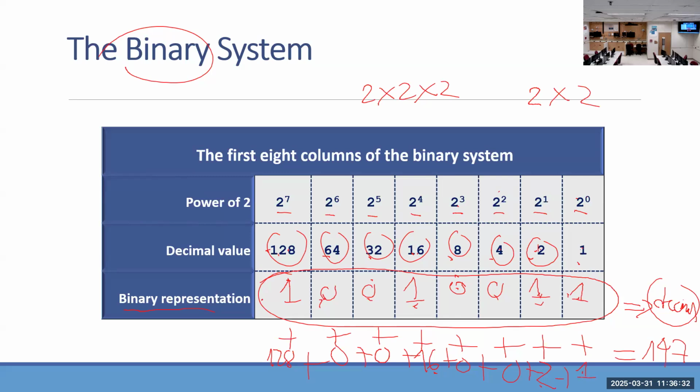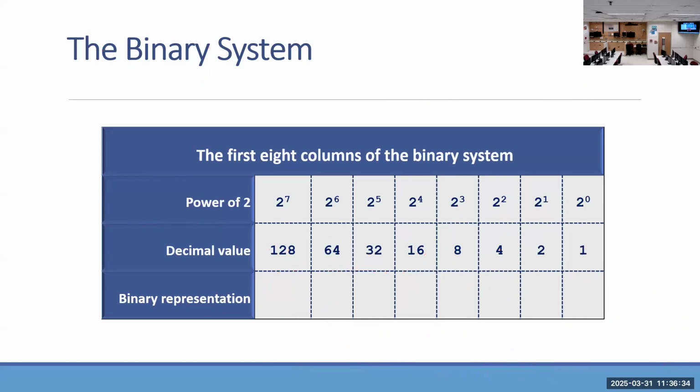Okay. Now I give you another example here. Think about the case where I have 1, 0, 1, 1, 0, 1, 1, 0 here. Now tell me what is the decimal number for this one? You look at this one, you can tell me what the number is. You can use a calculator.